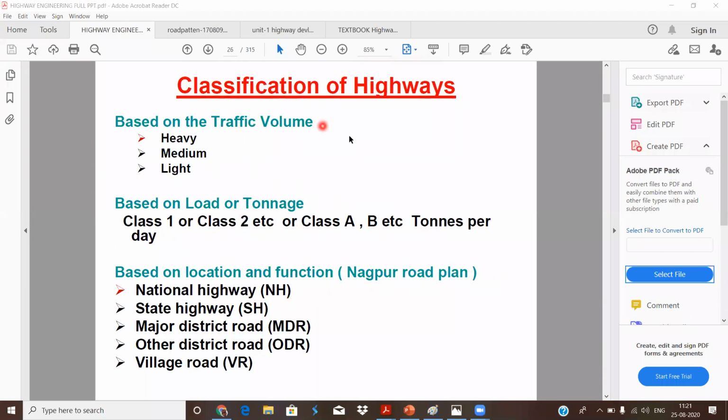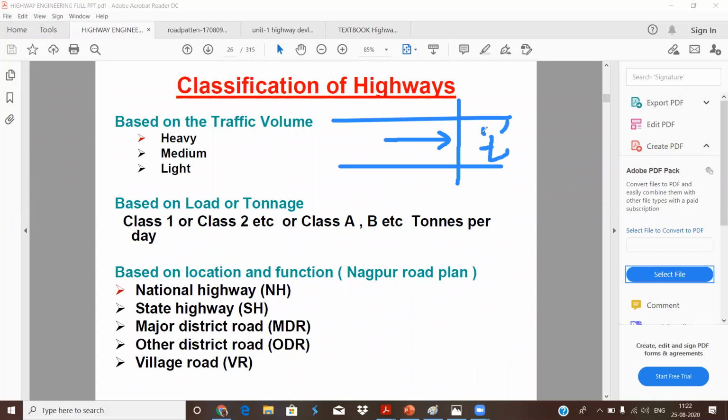Okay, next one, classification of highways based on traffic volume. Traffic volume means, I will explain, so this is a road. If you draw a particular line, how many vehicles are passing or crossing this section per unit time is known as traffic volume. The unit is vehicles per hour. Traffic volume means how many vehicles travel in a particular time.